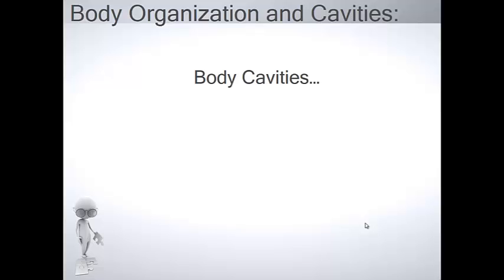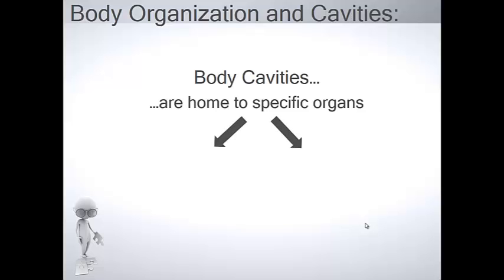Internally, the body is divided into large spaces. We call these spaces cavities, and within the cavities live our organs. There are two main cavities in the body, and they are the ventral and dorsal cavity. Because you already know what ventral and dorsal mean, you should be able to tell me where I would find the ventral cavity versus the dorsal cavity, right? The dorsal cavity is toward the top and back and contains the brain and spinal cord. It's relatively small when compared to the ventral cavity.